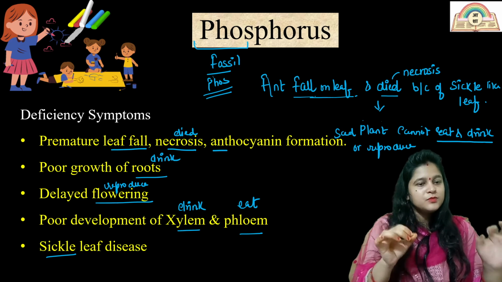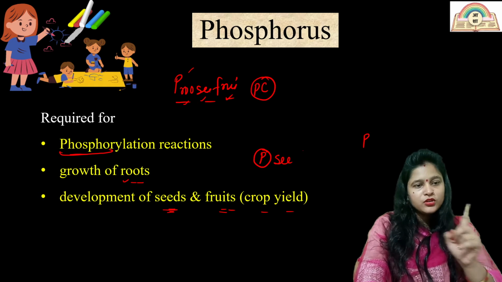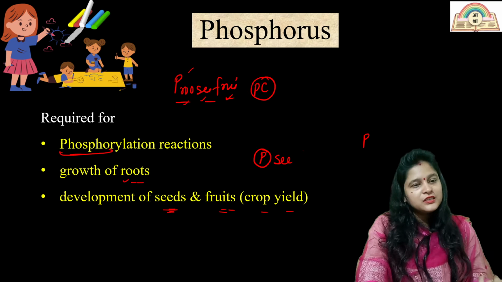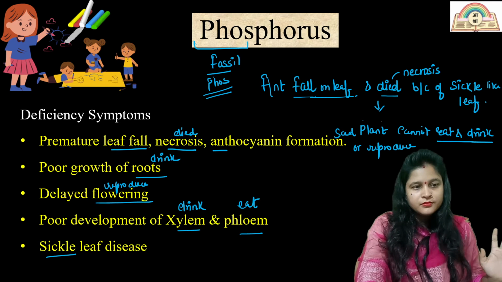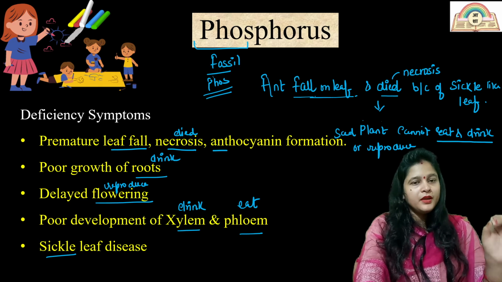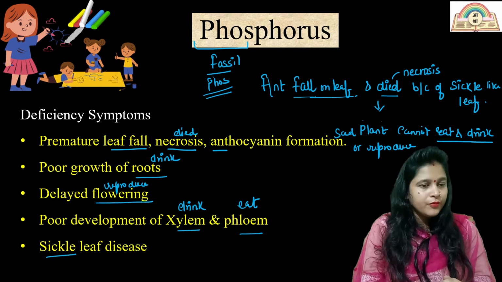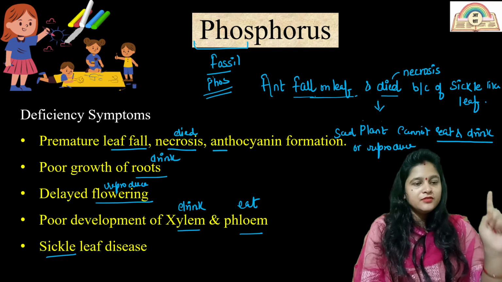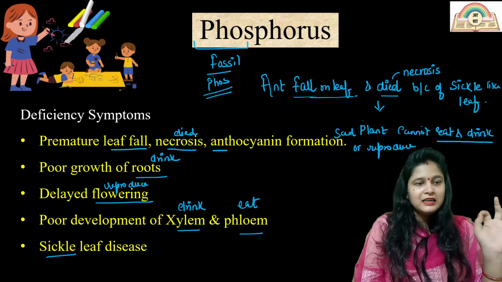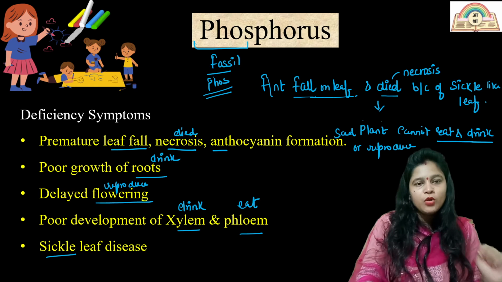Second thing is poor growth of roots. I told you in the previous slide that it's required for the growth of roots, so due to its deficiency, there will be poor growth of roots. Delayed flowering, right? The flowering will be delayed, and xylem and phloem will also be poorly developed. And the leaves will be sickle shaped, sickle leaf disease. Now, I have a mnemonic for this.